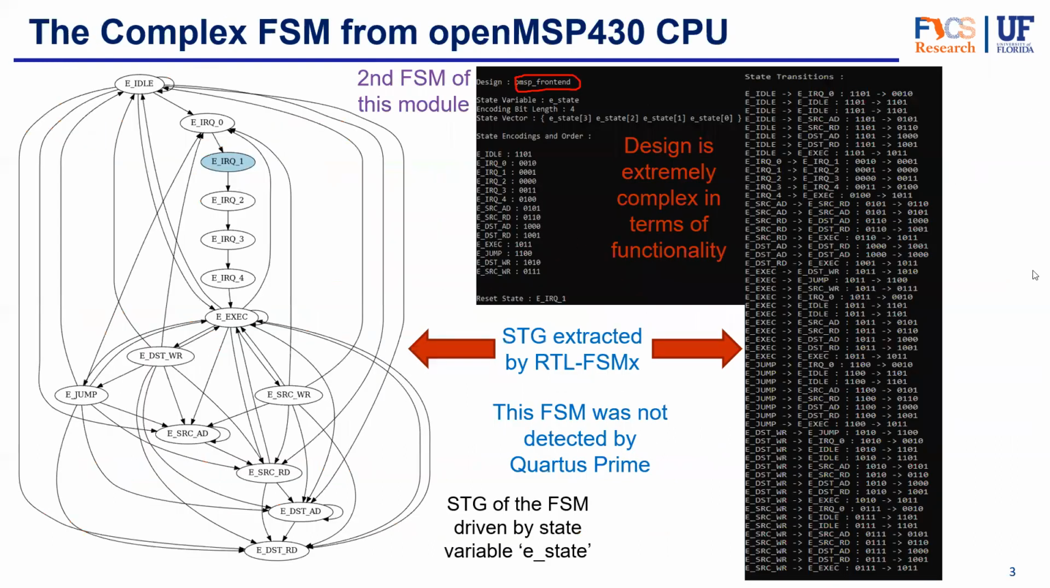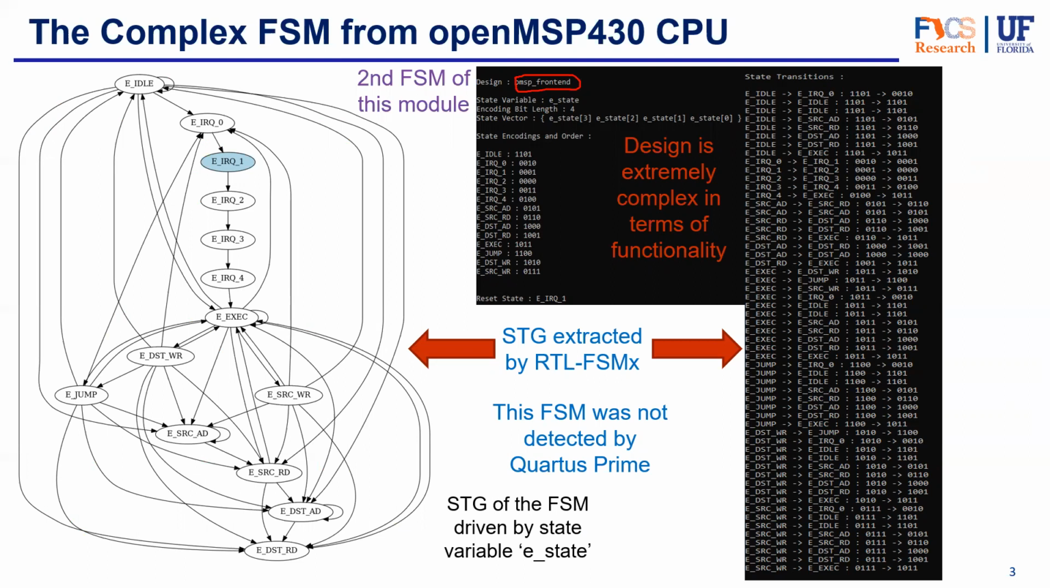In this slide, I have shown you a sample report from one complex FSM. This FSM is coming from the OpenMSP430 CPU. This is the second FSM of the omsp_frontend module. Why do I call this a complex FSM? Because you can just look into the state transition graph. It has so many states and so many state transitions.